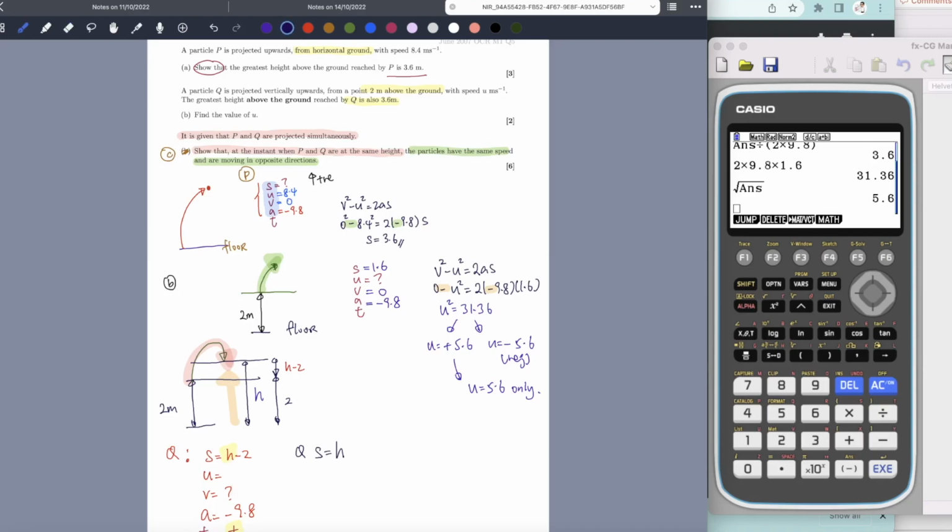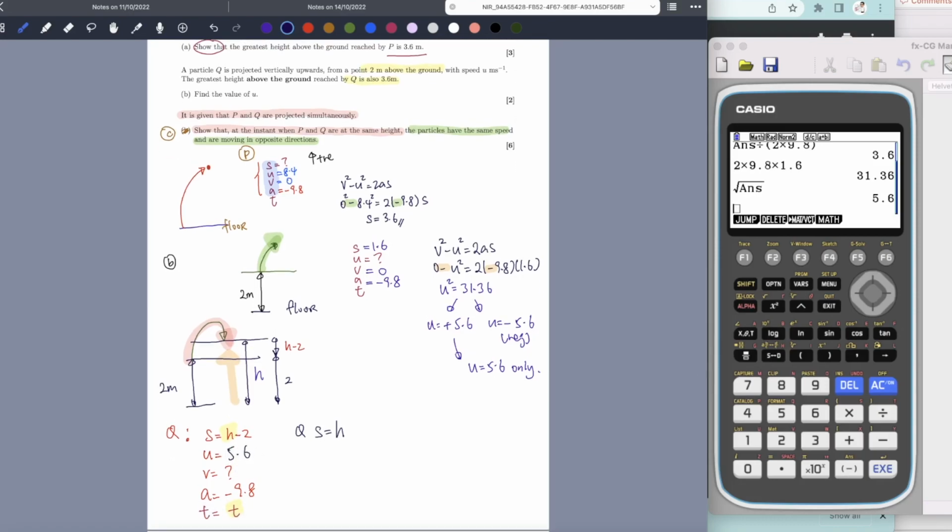The starting speed of Q, we found out to be 5.6. So Q is H minus 2, and it has a starting speed of 5.6. It went upwards initially, and then it would probably have gone downwards when they met. Whereas P has a bigger starting speed, U is 8.4. V is again what we need to find out. A is minus 9.8, and T equals T.